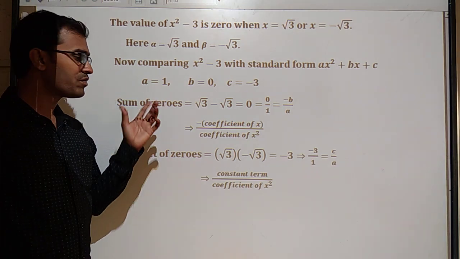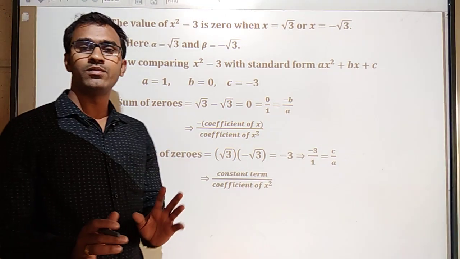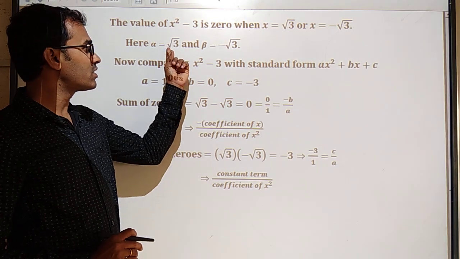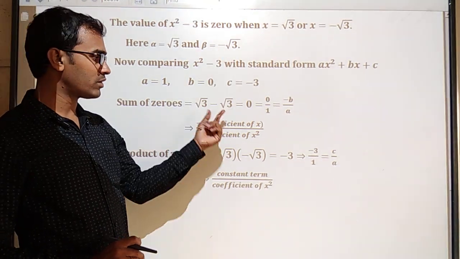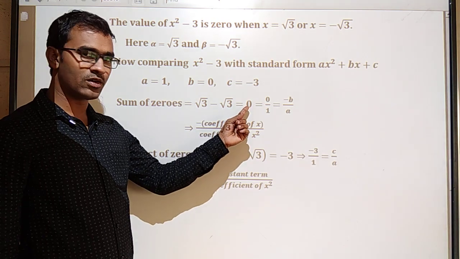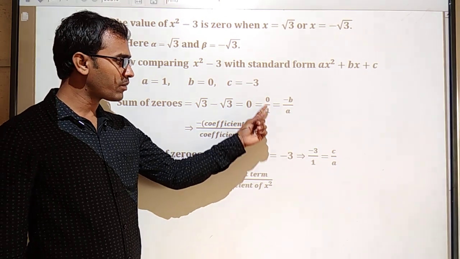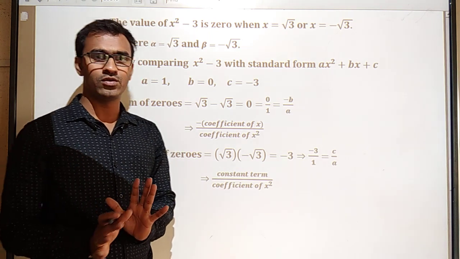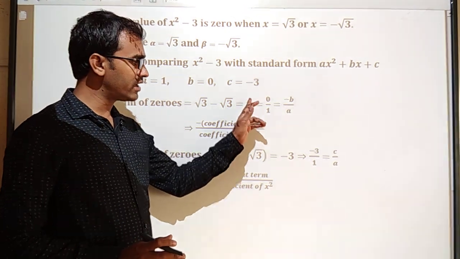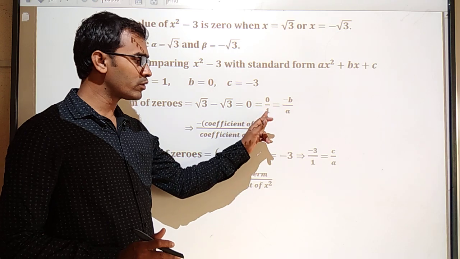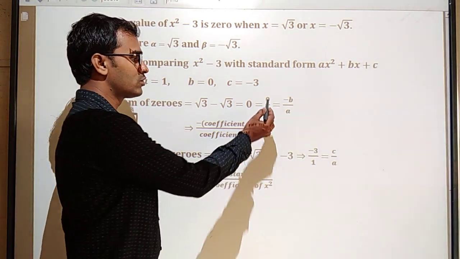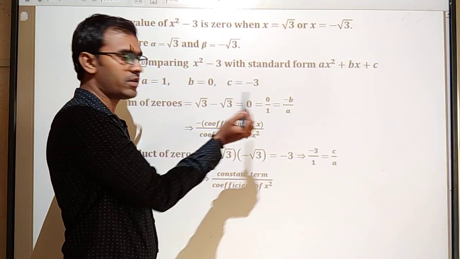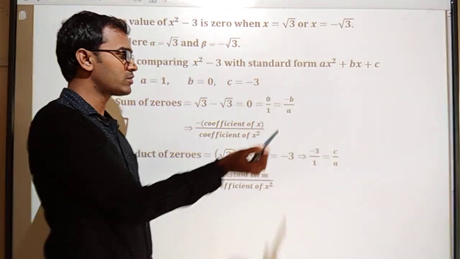And the sum of zeros is equal to alpha plus beta. Alpha plus beta is root 3 plus minus root 3. Both cancel, we get 0. 0 upon any number equals 0. 0 can be written as 0 upon 1, and 0 upon 1 is also 0. So 0 is b, and minus 0 is also the same.